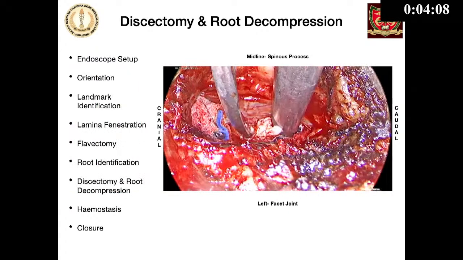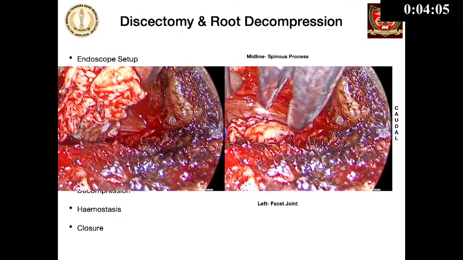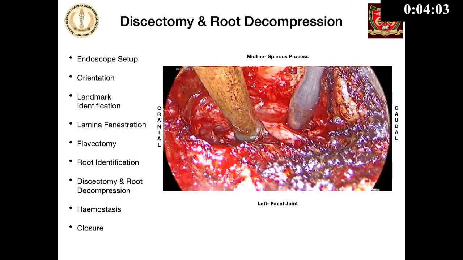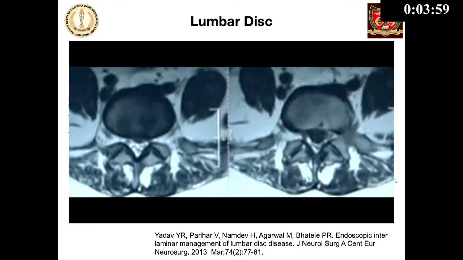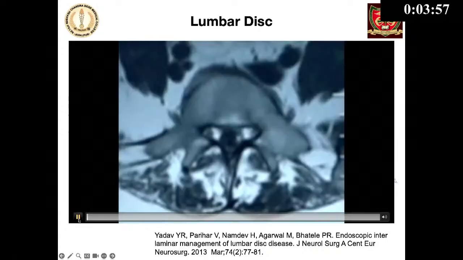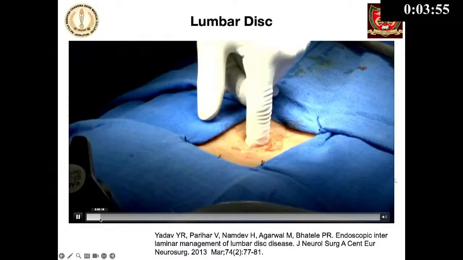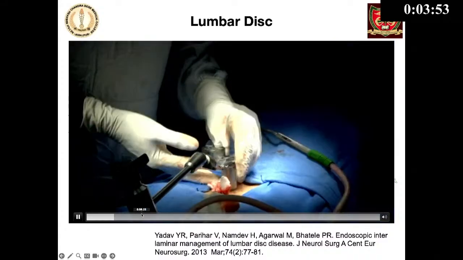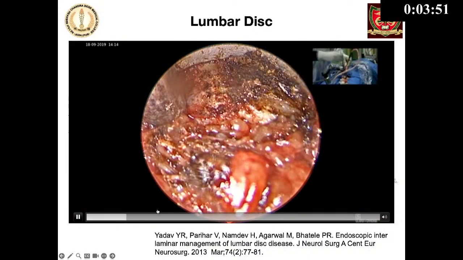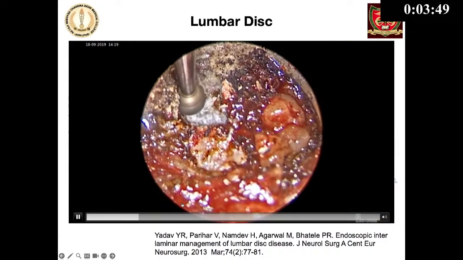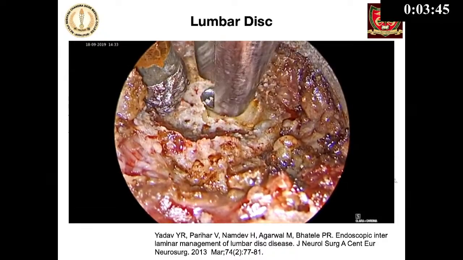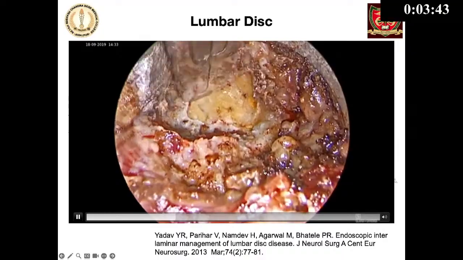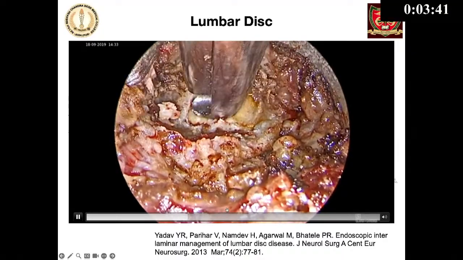And then you will see the soft tissue, then the lamina, the laminar adhering, and the fenestration is done. Then the flavectomy. And then you can see the theca, and the disc is out. And this is the decompressed root. This is one of the videos. I'll run fast.